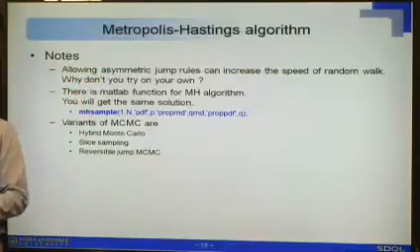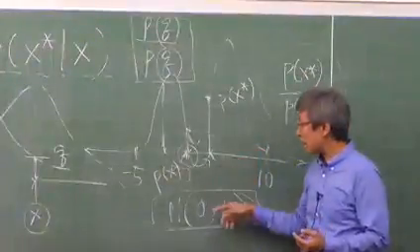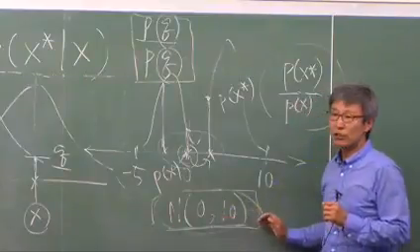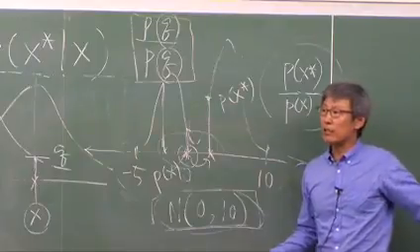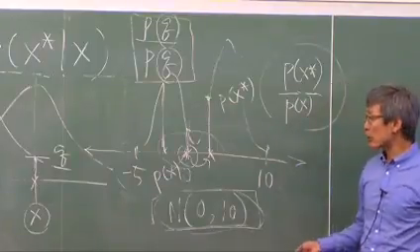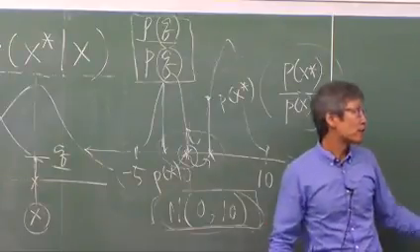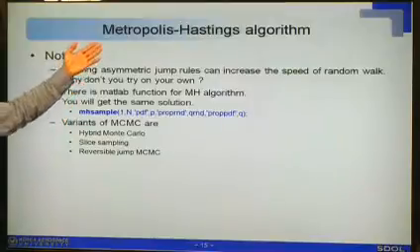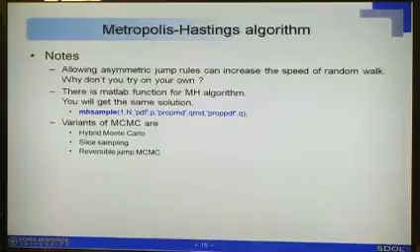When I say jump, it means I move around. I sample a single sample based on the proposal distribution. In this terminology, in this Bayesian textbook, they say this as jump. So an asymmetric jump represents, we employ the Metropolis-Hastings. Symmetric jump, that means we use Metropolis only.